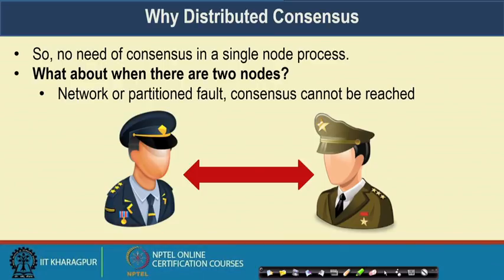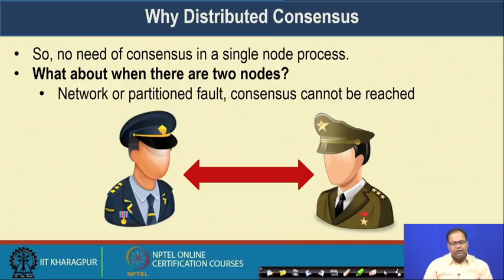For this kind of agreement protocols, where the nodes collectively need to come to a certain agreement, we require distributed consensus algorithms. Well, we have looked into that we do not need a consensus in a single node process, but when there are two nodes, if there is a network fault, or even if there is a crash fault, or even if the node behaves maliciously, you cannot reach consensus. To reach consensus, you always require more than two nodes.